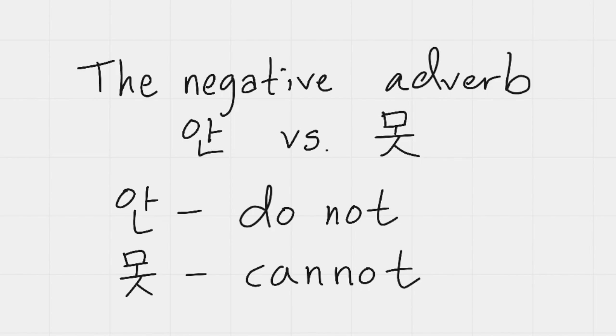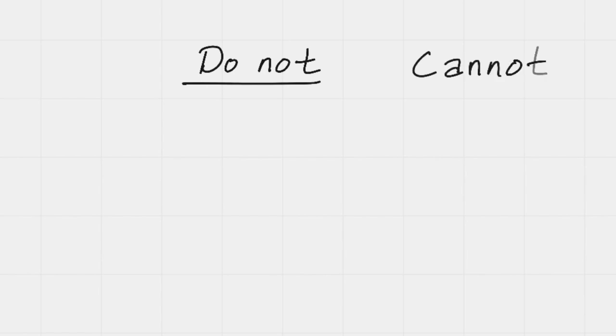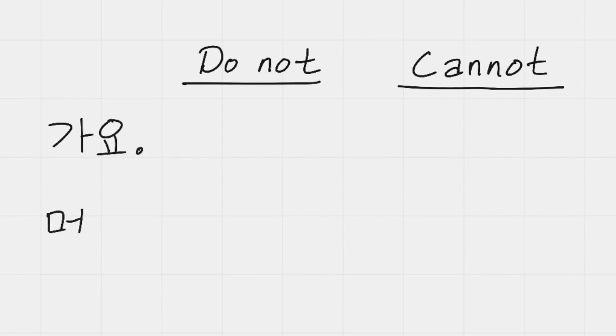Okay, so let's go over some simple examples together. Do not, and then cannot. And we can just go over some verbs. 가요, to go. 먹어요.